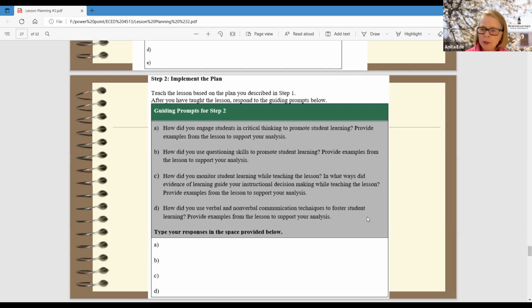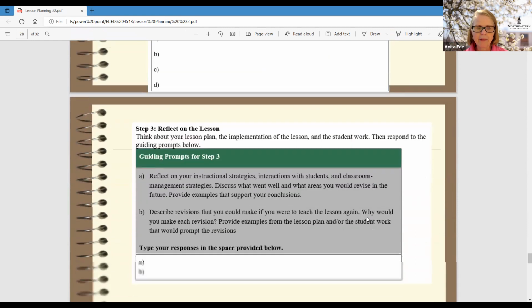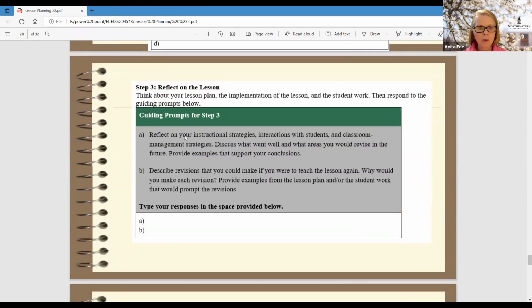Verbal communication: did you ask the student to do something? Did you give reminders? Did you re-explain? And then there's nonverbal. You might have given someone a pat on the back or just nodded. And then there's step 3, which is to reflect on your instructional strategies, interactions with students, and classroom management strategies. Discuss what went well and what areas you would revise in the future. Describe revisions that you would make if you would teach the lesson again to the same group of students.